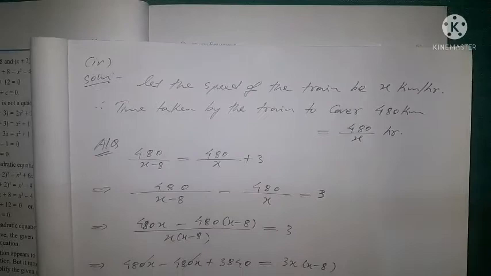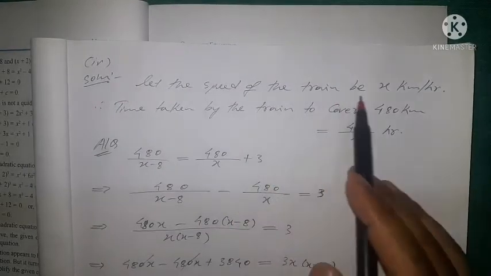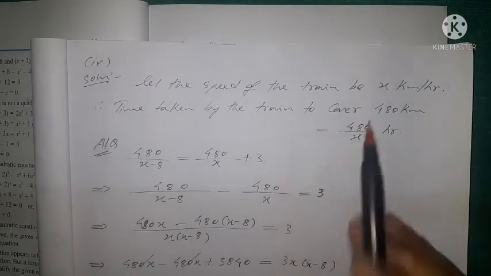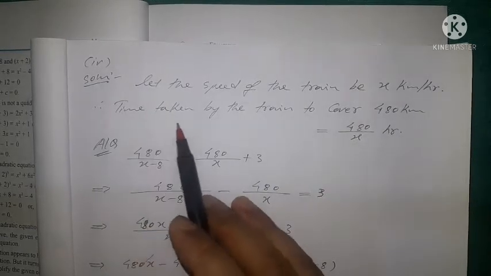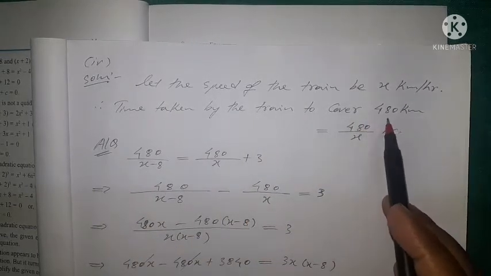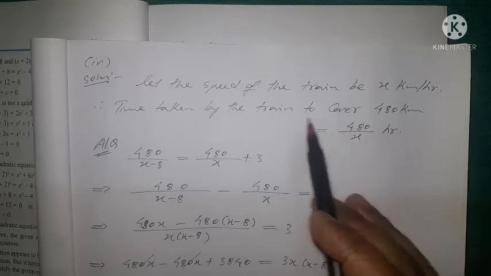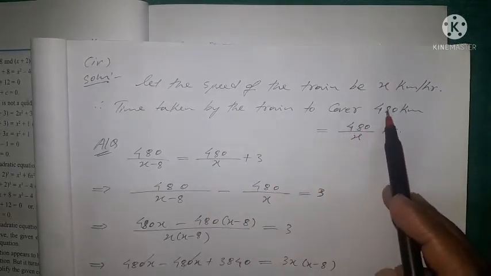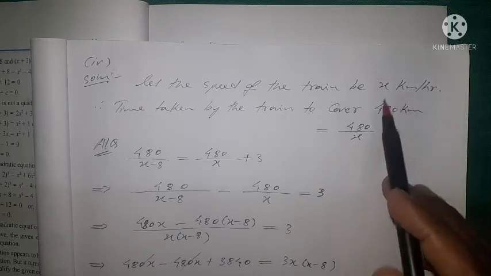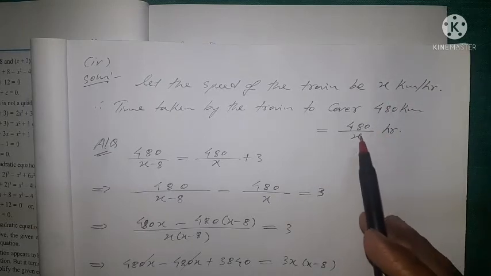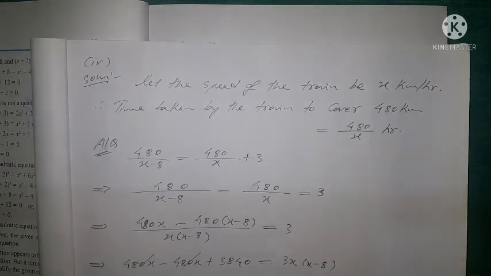So let the speed of the train be x km per hour. If the speed is x km per hour and the total distance covered is 480 km, then the time taken by the train to cover 480 km is distance by speed. So the distance is 480, the speed is x, and therefore the time is 480 by x hours.